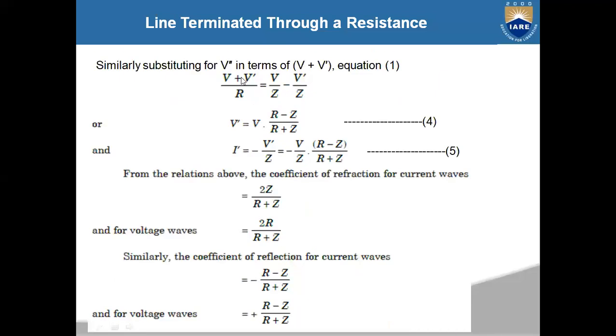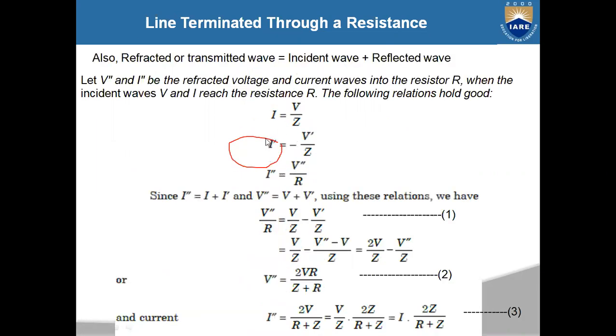Now from this expression you can write V dash is equal to V into R minus Z by R plus Z. This V dash is nothing but the reflected voltage wave. Now to get the reflected current I dash, I dash is equal to minus V dash by Z, which you got from this one.